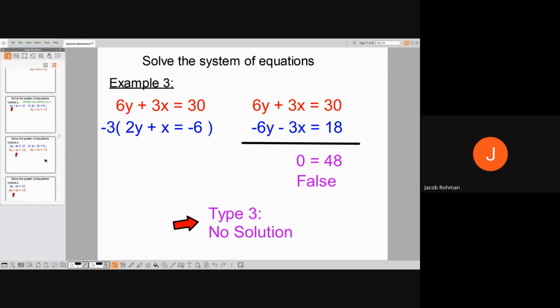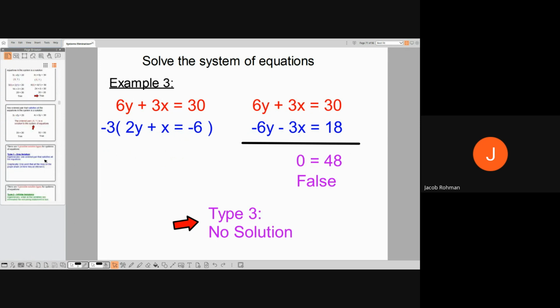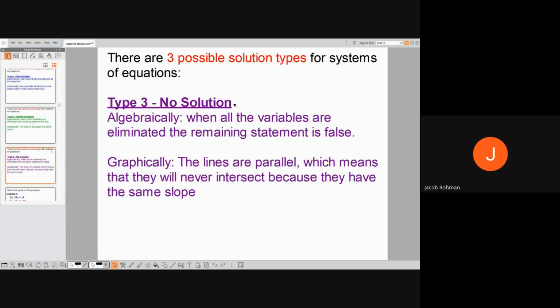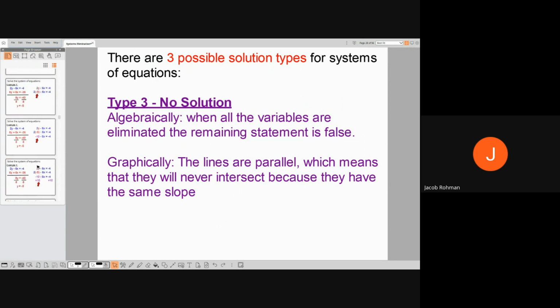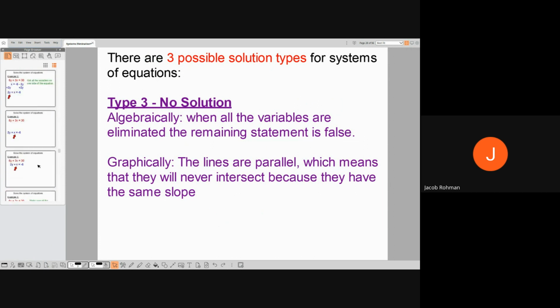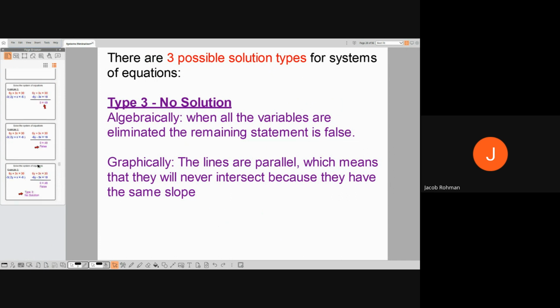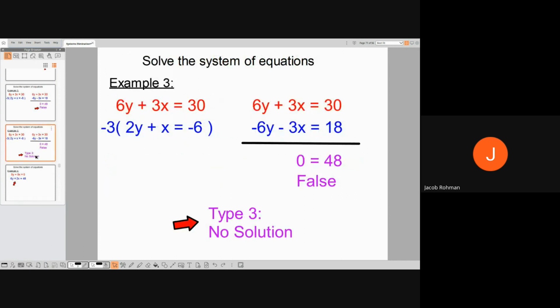So remember, type 3, which is here. Algebraically, when all the variables are eliminated, the remaining statement is false. That's where you have no solution. Okay? So let's go back to that. Type 3, no solution.